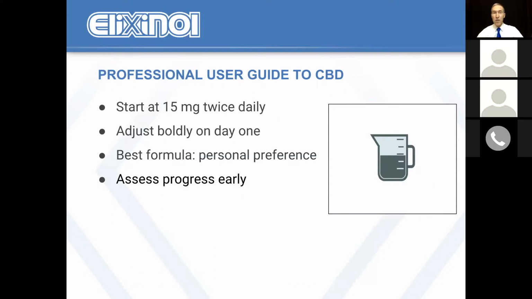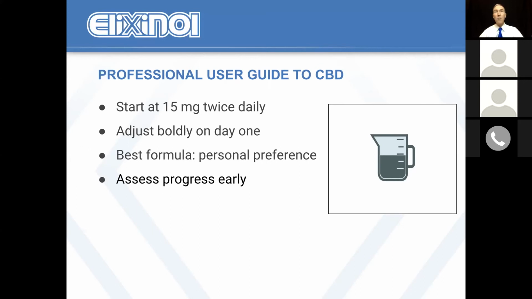Now, that's the general category. Rather than me giving you a number of articles, because there are literally hundreds and thousands of articles, let me just go back and give you a professional user's guide to cannabidiol. These are basic principles that you can apply to anybody and anything, in any situation and any disease. Now, I generally recommend starting with about 15 milligrams twice a day, and then adjusting it boldly. What I mean is double or half the dose on day one, depending on the response. Pick the best formula, and that's the one that the person prefers, that fits within their lifestyle, that they're going to be taking. That's pretty easy to do.